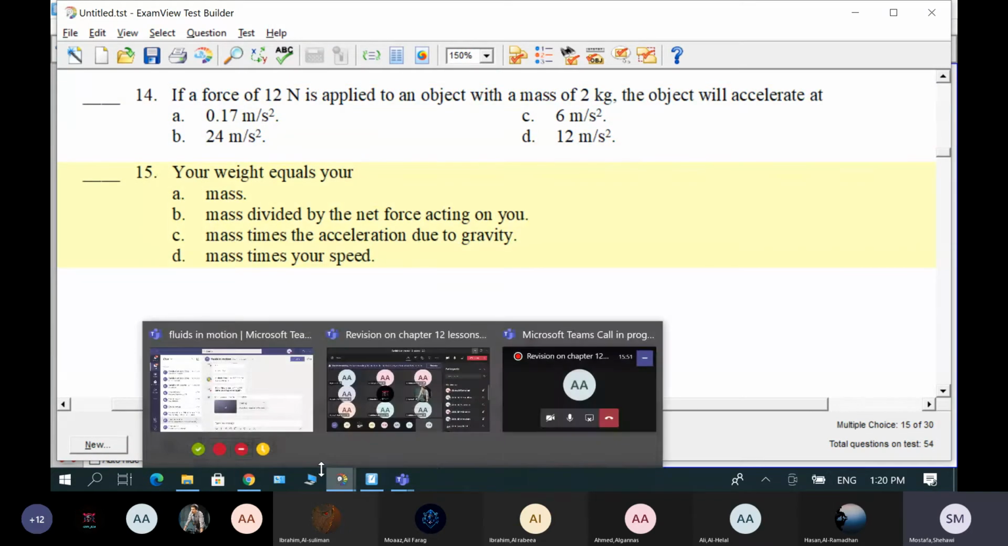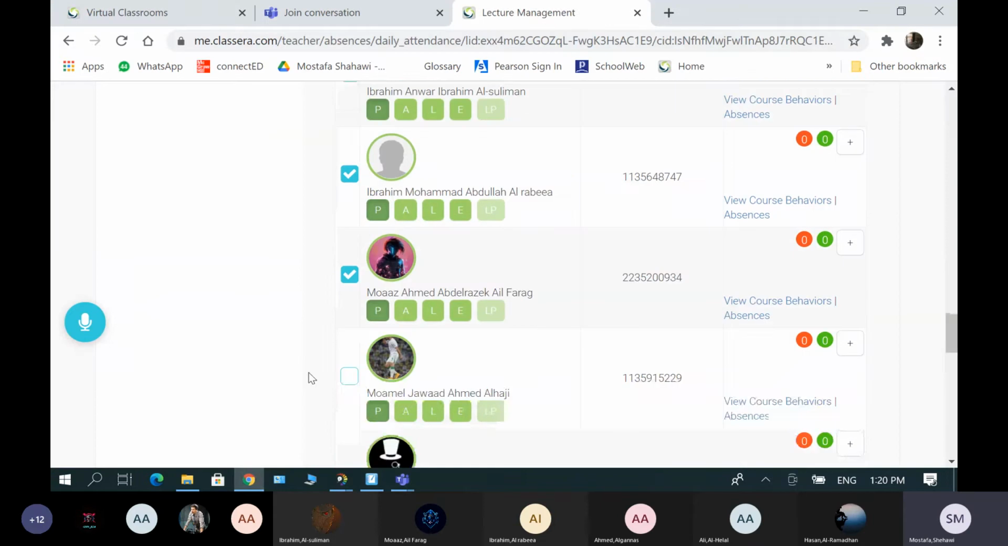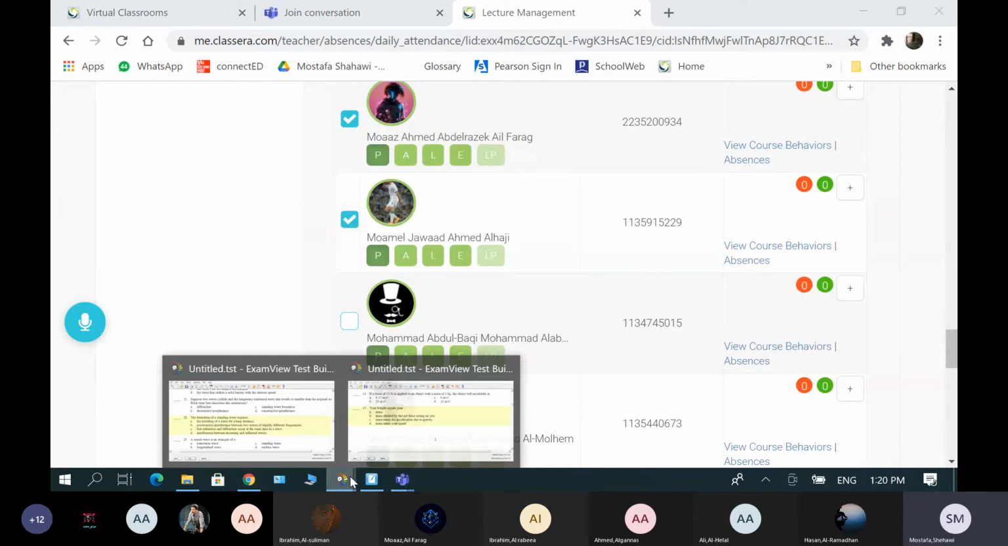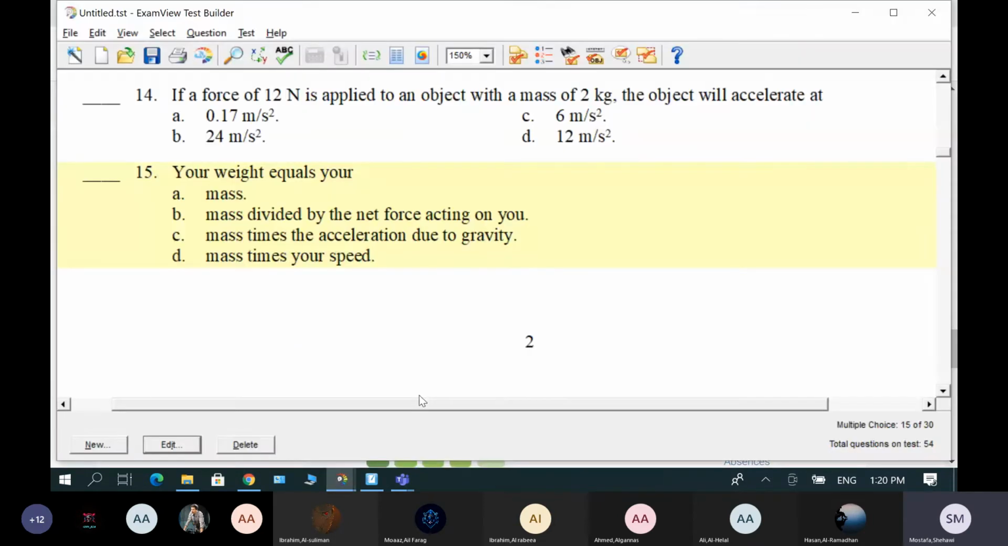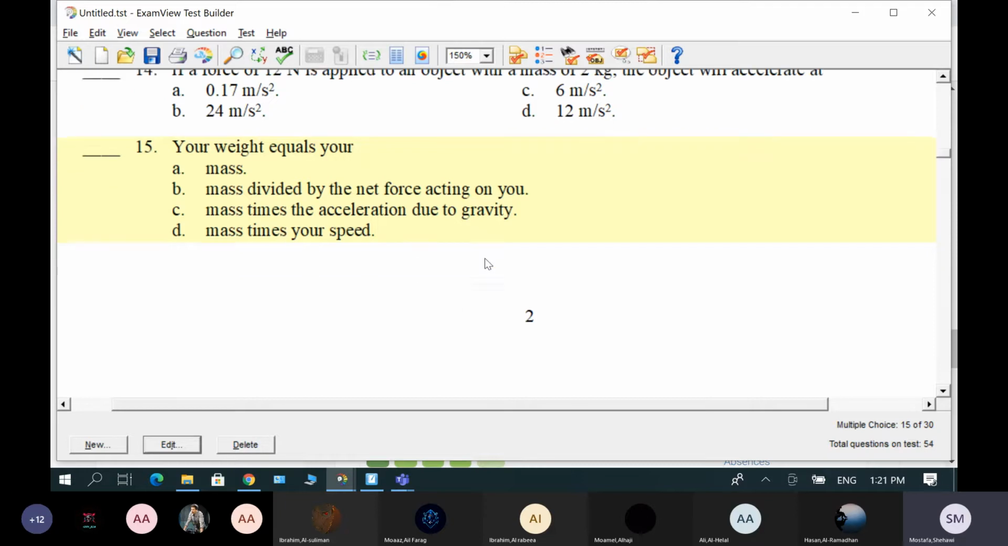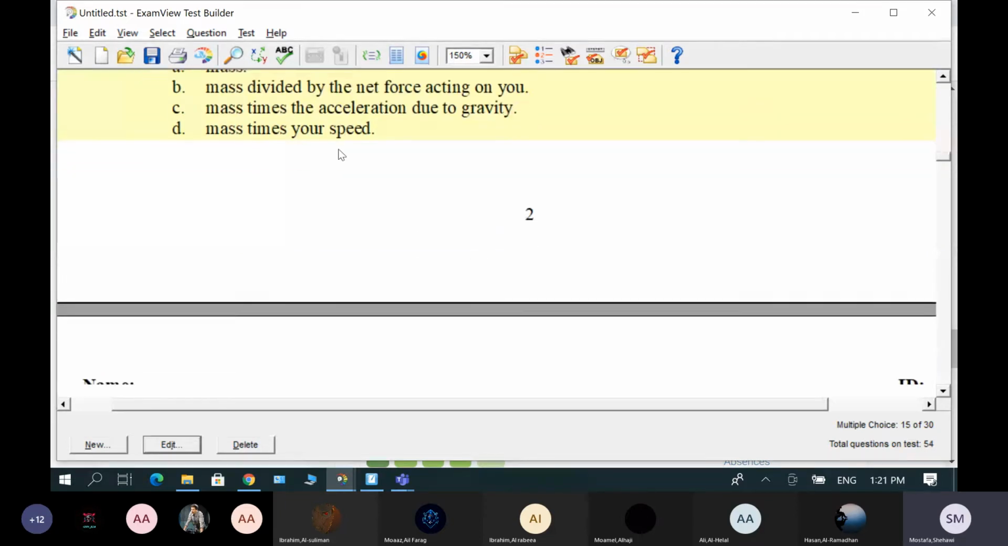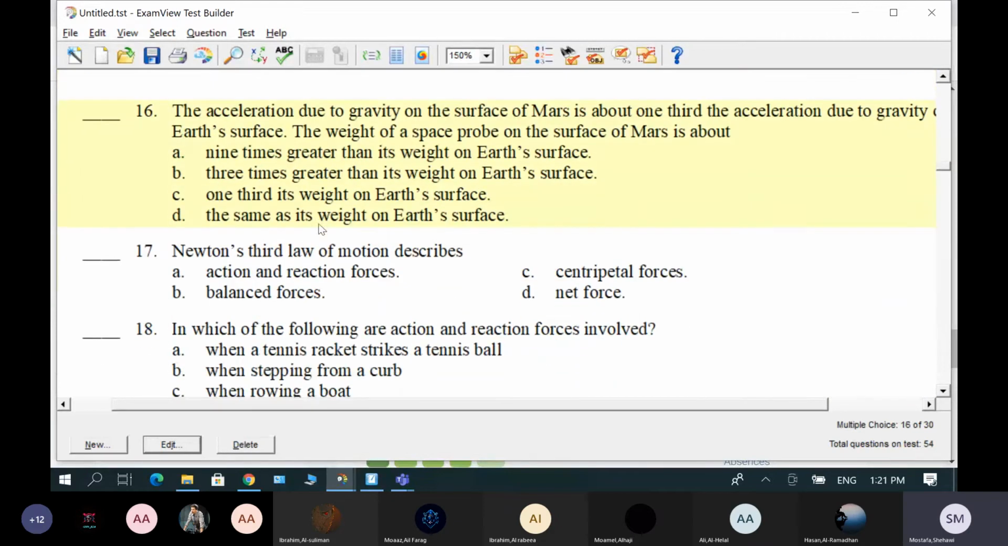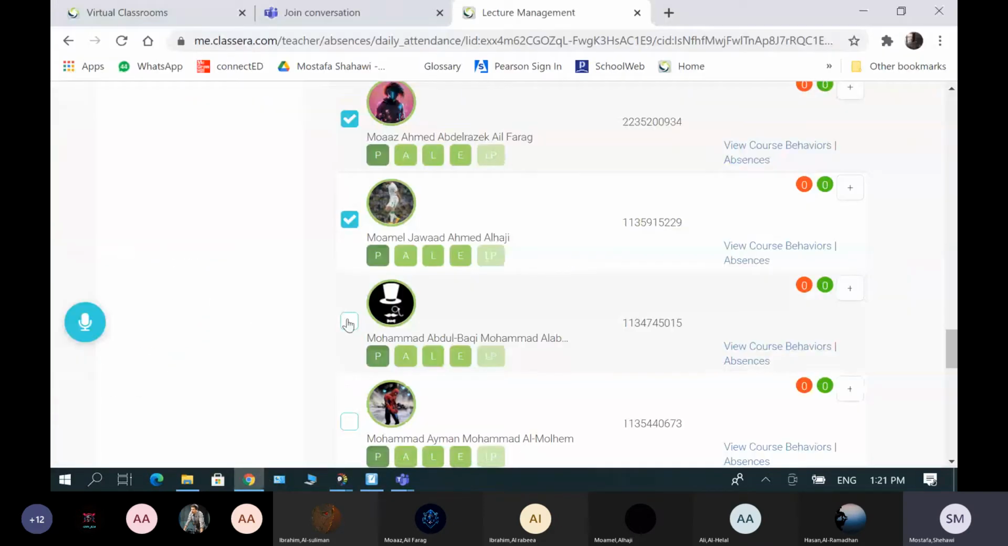Question 15. Muammal. Yes. Read question 15. Your weight equals your mass times the acceleration due to gravity. So your weight equals your mass times acceleration due to gravity. Yes, that's right. So the answer is C. 16. Thank you, Muhammad. Muhammad Abdul Baqi.